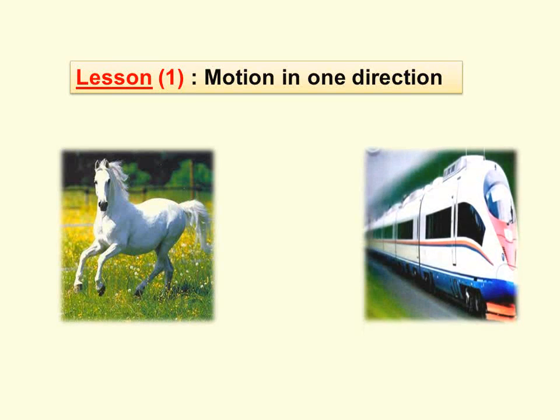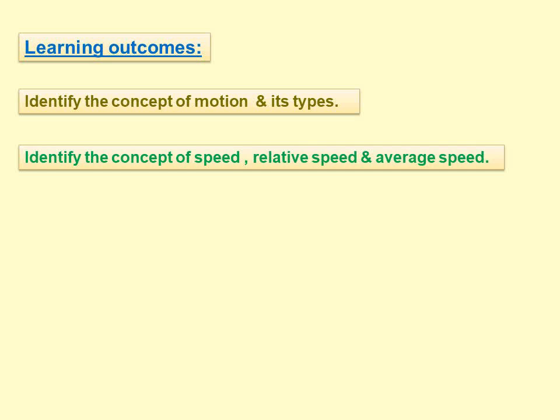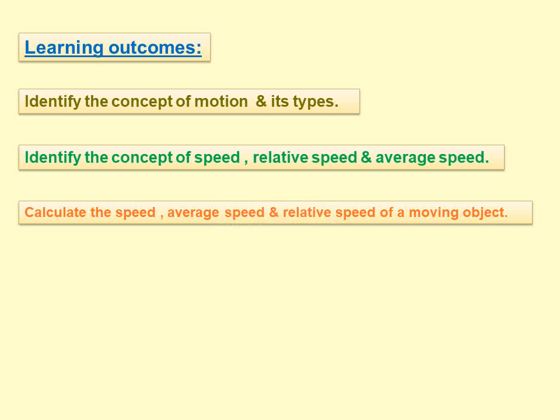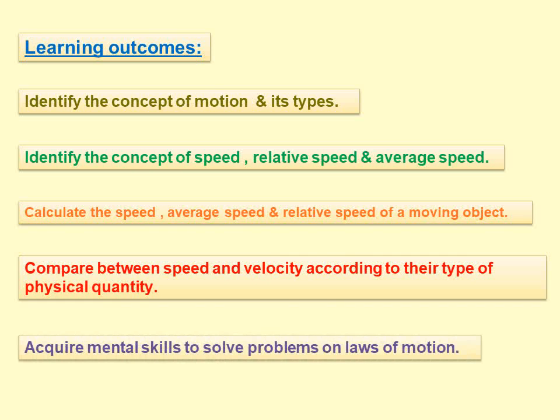Let's start with our lesson today, motion in one direction. Learning outcomes. Identify the concept of motion and its types. Identify the concepts of speed, relative speed and average speed. Calculate the speed, average speed and relative speed of a moving object. Compare between speed and velocity according to their type of physical quantity. Acquire mental skills to solve problems on laws of motion.